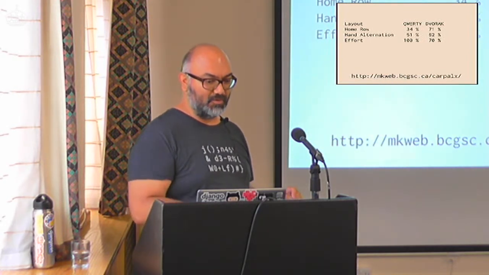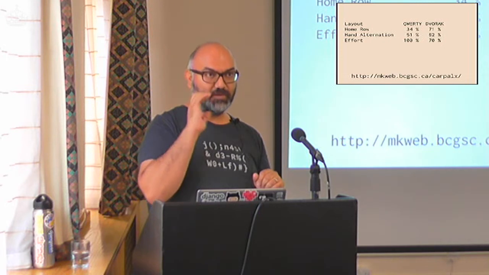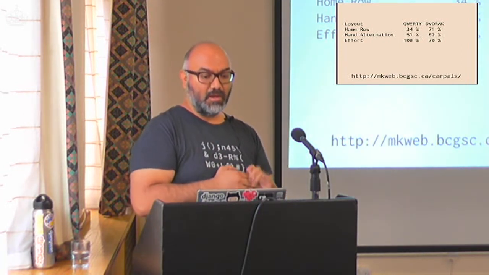So on QWERTY, 34% of the keys that you type are on the home row. The vowels are mostly on the top, the E, the I, the O, and the U. And the very common T is on the top row, so 51% of the time you're actually reaching up to type on the top row. On Dvorak, however, you actually have 71% of the keys that you press on the home row, so there's less action on your fingers. There's also hand alternation.